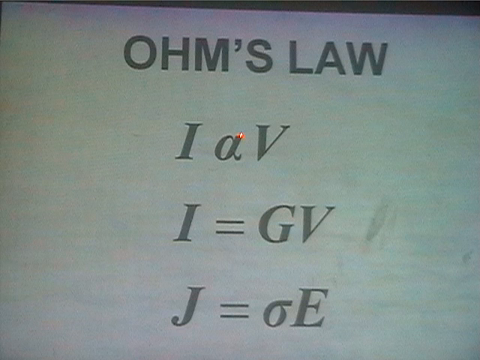If I simplify that, I will get J equal to sigma E, which means the direction of the current density and direction of electric field intensity will be the same.